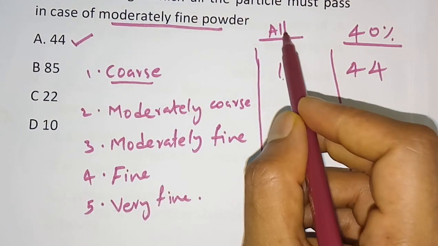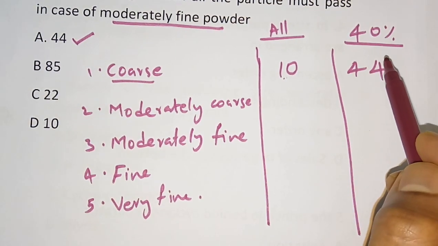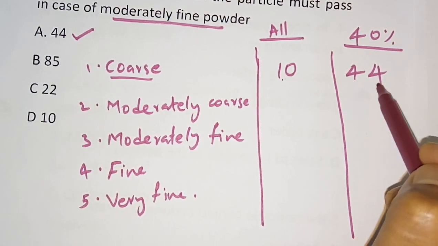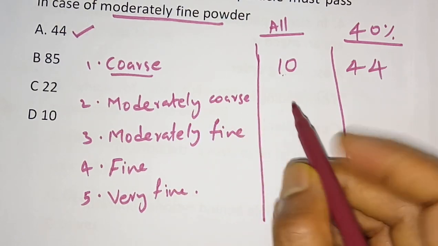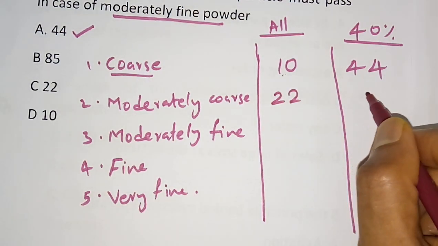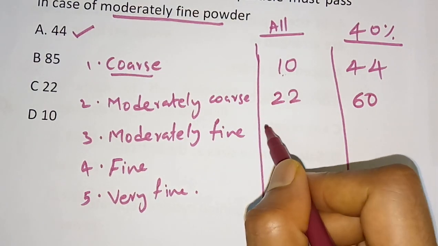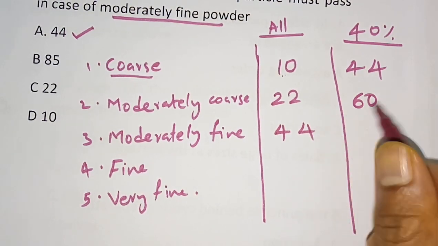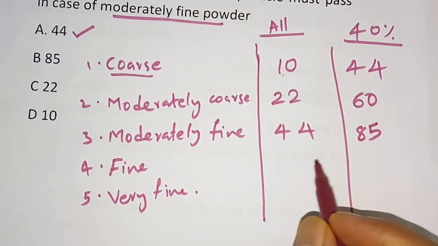So in case of coarse, all the particles should pass through sieve number 10, and 40% of the particles should pass through sieve number 44. We will move to the next part, moderately coarse. In case of moderately coarse, this is 22. All the particles should move through sieve number 22, and 40% should pass through sieve number 60. In case of moderately fine, all the particles should pass through 44, and 40% should pass through 85.